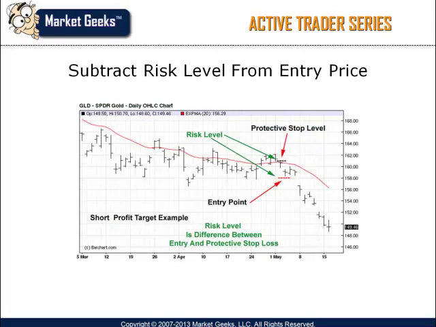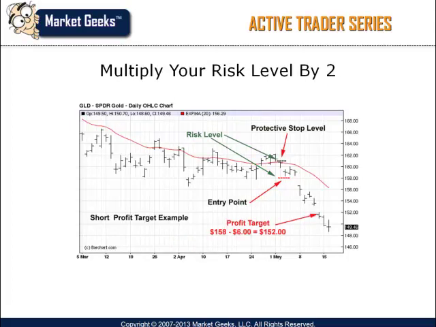In this final example, you can see exactly where the entry and the protective stop loss levels are placed. Since we are selling short, we would subtract our risk level from our entry, and that would provide us with our profit target. In this case, the risk level on the trade equals $3. We would multiply that number twice and subtract it from our entry price. Since our entry was at $158 and our risk level was $3, we would subtract $6 from our entry price, and that would provide us with a profit target level of $152 even.